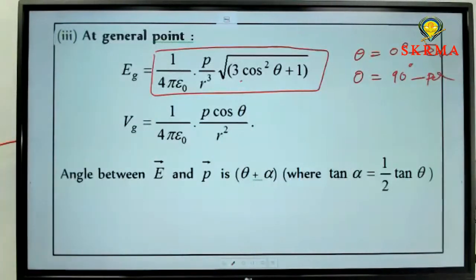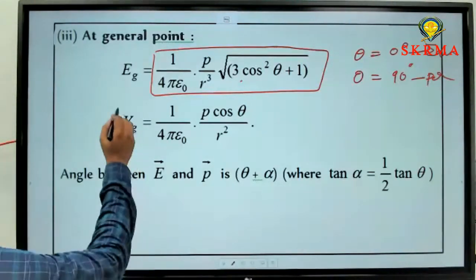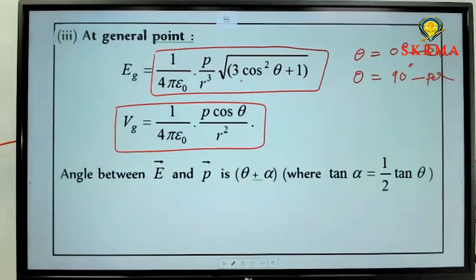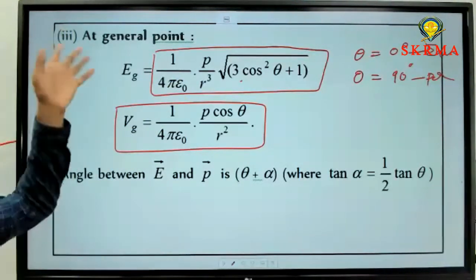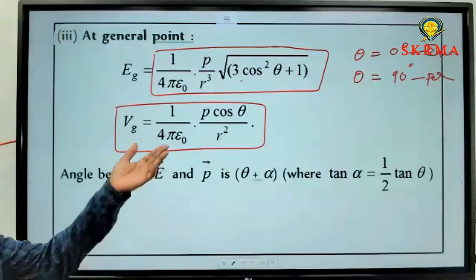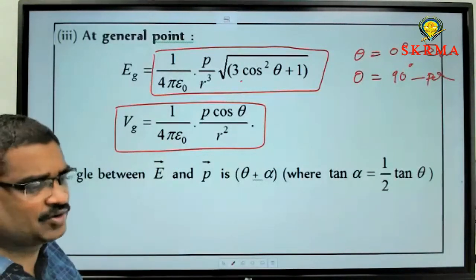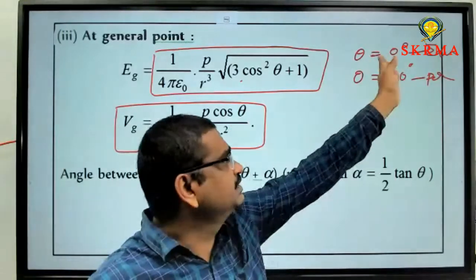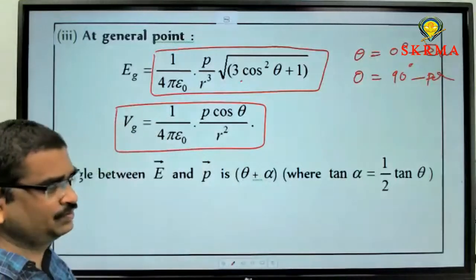Next, similarly, can you write the equation for potential? The potential equation is 1 by 4 pi epsilon naught, p cos theta by r square. If you remember these two, then you can write the previous two formulas. So the potential formula is 1 by 4 pi epsilon naught, p cos theta by r square. If it is on the axial line, theta is 0. On the perpendicular bisector, theta is 90 here also.